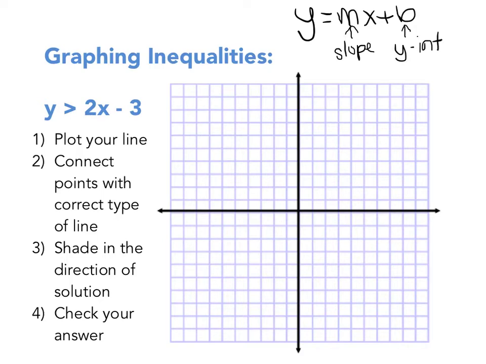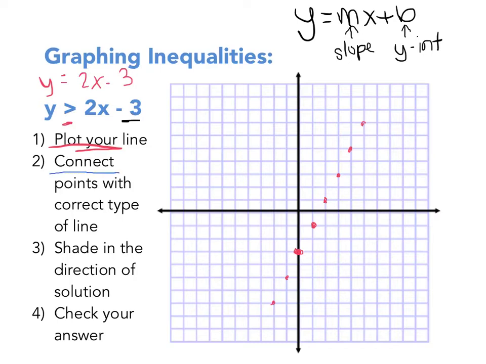So I'm going to start at my y-intercept of negative 3. I'm going to do step 1, plot your line. So start at negative 3, and then I have a slope of positive 2. I'm not even going to pay attention to this inequality sign right now. I can just pretend that this says y equals 2x minus 3. So I'm going to go up 2 over 1, up 2 over 1, and keep going, and then I'll go backwards as well.